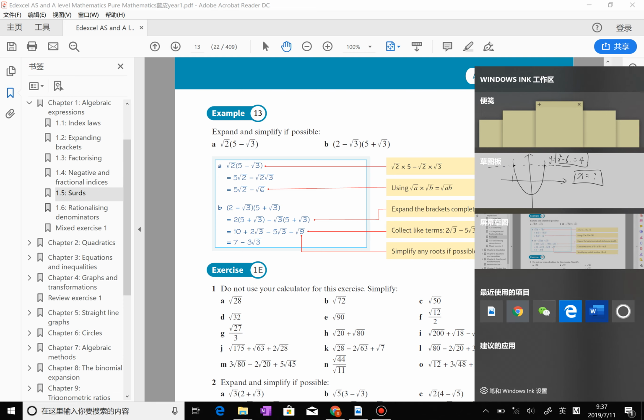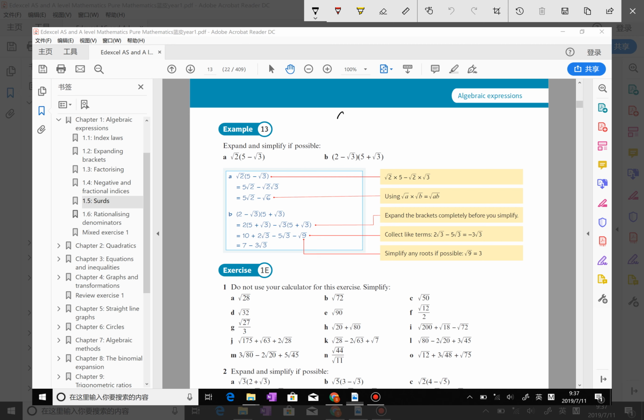Expand and simplify. For a, you have square root 2 times (5 minus square root 3). Then you have 5 square root 2 minus square root 6. This is the final answer. There's no way for you to simplify again. Let's look at b. (2 minus square root 3) times (5 plus square root 3). What's the answer? The answer should be 10 plus 2 square root 3 minus 5 square root 3 minus 3. So the final answer should be 7 minus 3 square root 3.